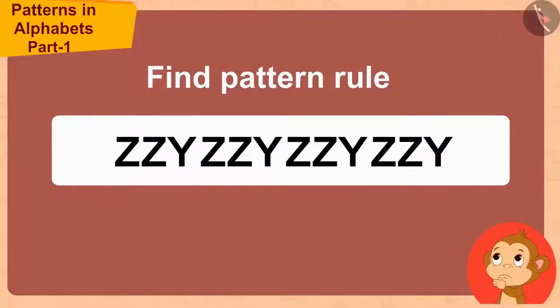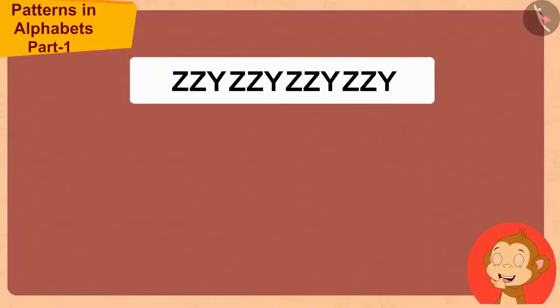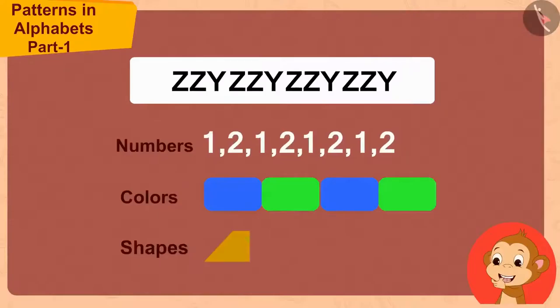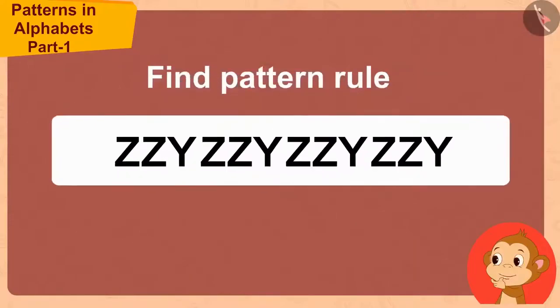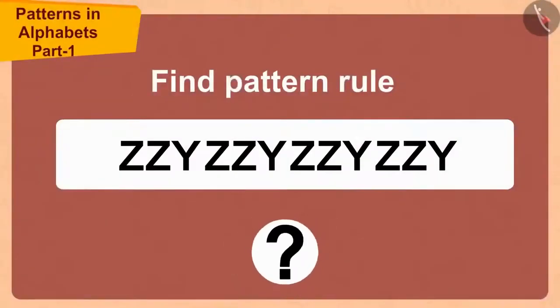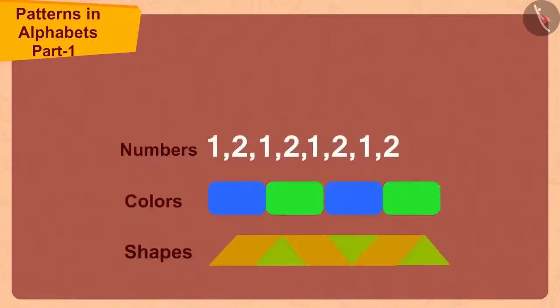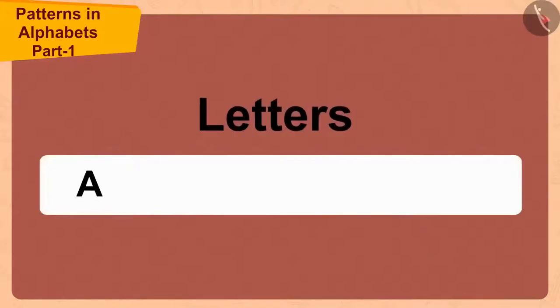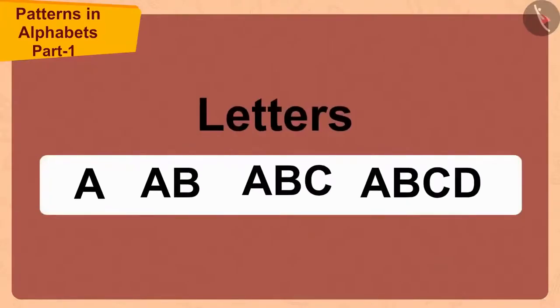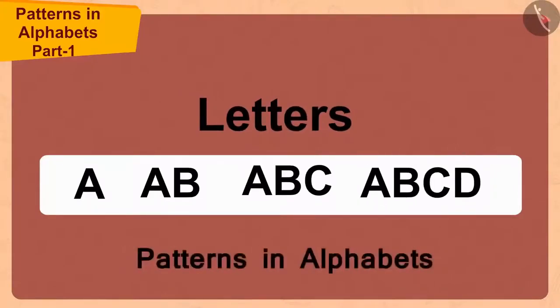Babban was baffled for a while. I have seen patterns made of numbers, colors, and shapes. But in this pattern, I can see only the letters. Children, have you seen such a pattern before? Like we make different patterns from numbers, colors, and shapes. Similarly, we can also make patterns by using letters. Such patterns which are made using letters are called patterns in alphabets.